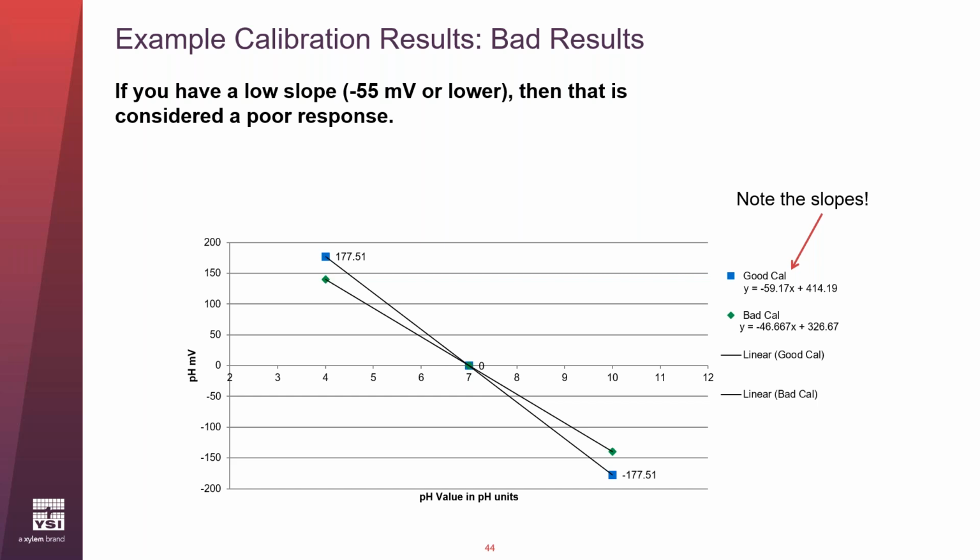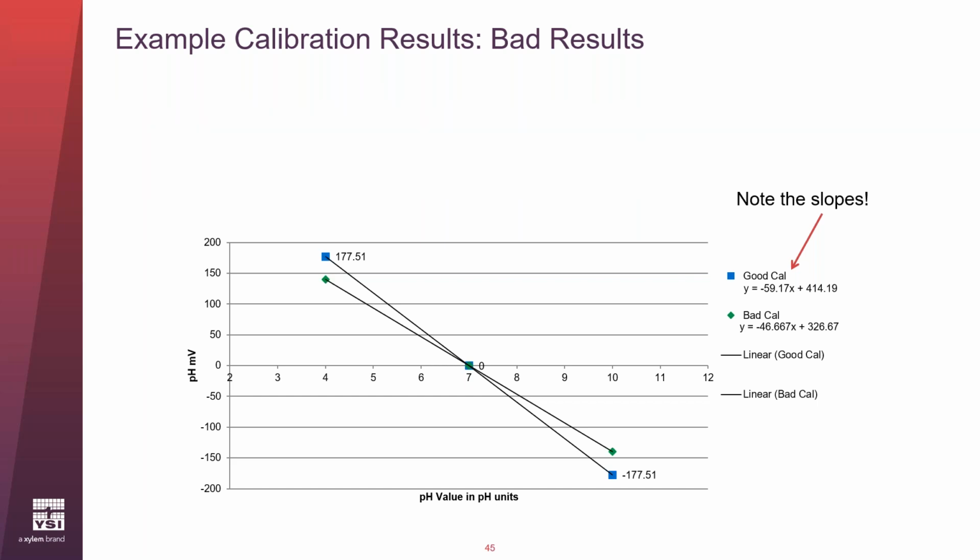We'll look into how to deal with that later in this presentation. But here we can see you would accept the good cal here, the one with blue squares, and you would not accept the calibration that had green diamonds in this case, even though they have the same 0 point. It's all in that slope.